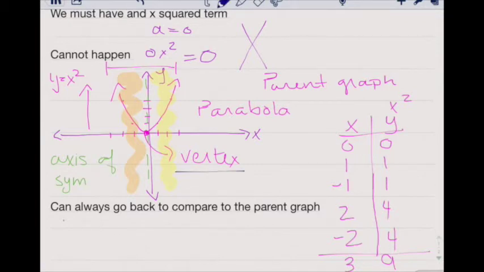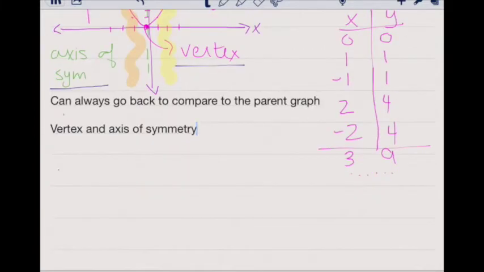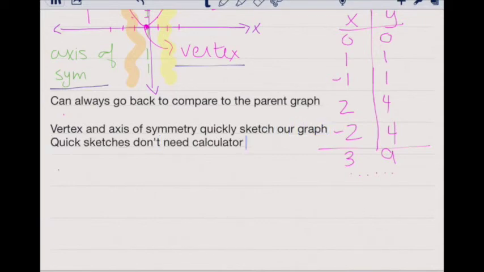Now, our vertex and our axis of symmetry are going to come in very handy when we're trying to quickly sketch out these graphs, because sometimes that's what's going to be required, and you don't need to pull out your calculator. So to summarize, our vertex and axis of symmetry will help us quickly sketch our graph. You don't need to have a calculator.